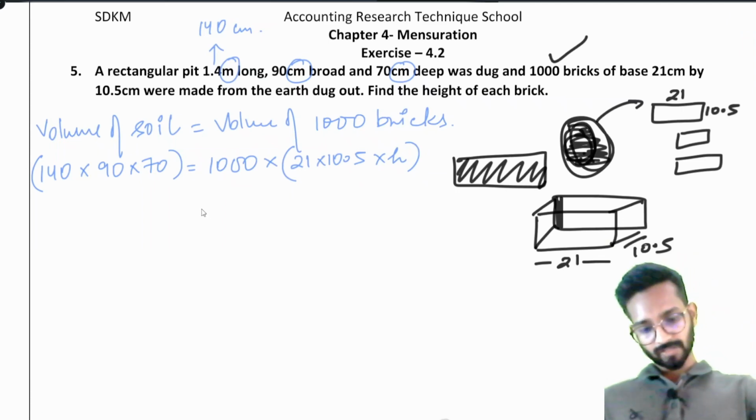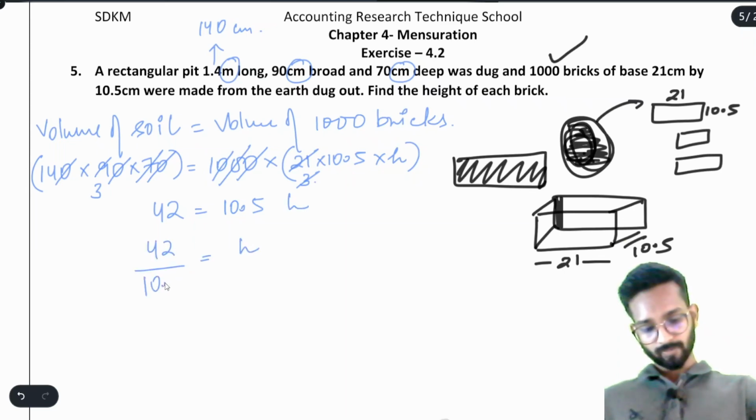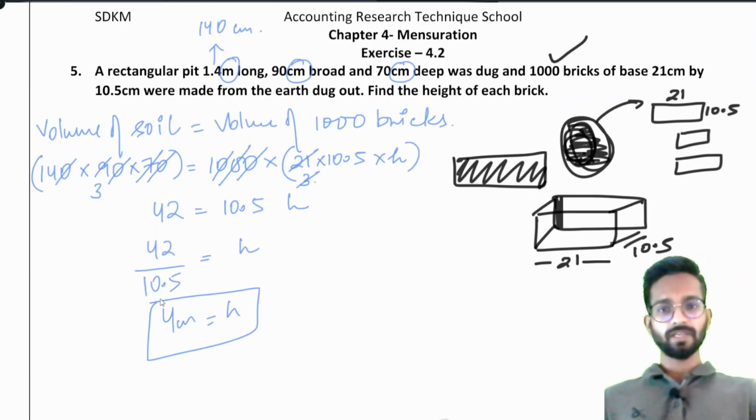So you can write here 140, 90, 70, 1000, three zeros gone. After that it will be 7, 3 sevens are 21, then 3 also you can cut here, 3 threes are 9, 14 threes are 42, and here it is 10.5 h. So you can say h is equal to 42 by 10.5, therefore h is equal to 4 centimeter. Understood? This is the height of each brick.